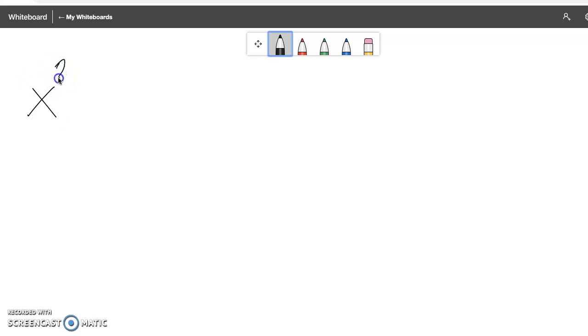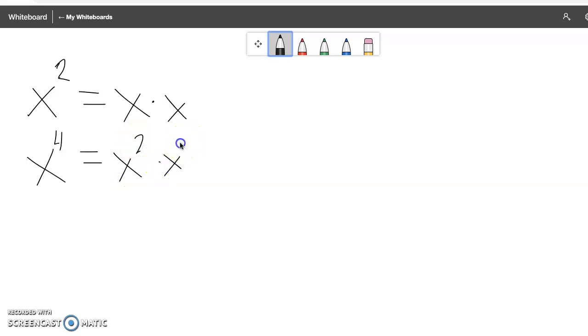So x squared is an example of a perfect square when it comes to variables. Because if I multiply x times x, or x times itself, x times x is equal to x squared because you add the exponents of 1 and get 2. X to the fourth is also a perfect square because I'd be multiplying x squared times x squared. And 2 plus 2 is 4. And we're multiplying the same exact thing by itself twice.